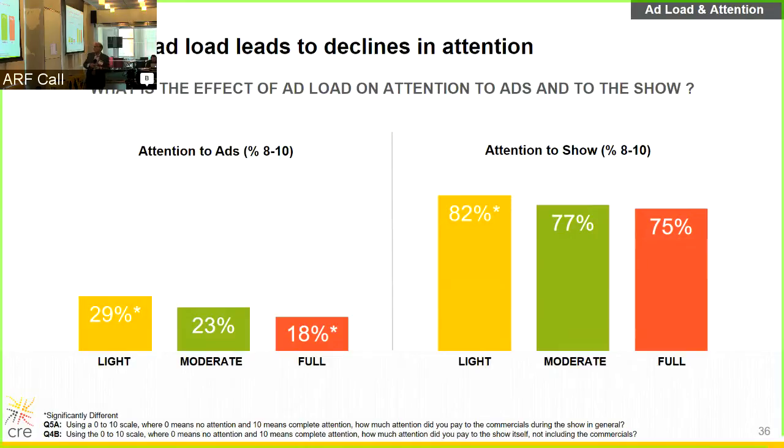In terms of attention to the show, actually it has an effect on attention to the show. If you have a lot of ads in the ad pod, little less attention to the show.